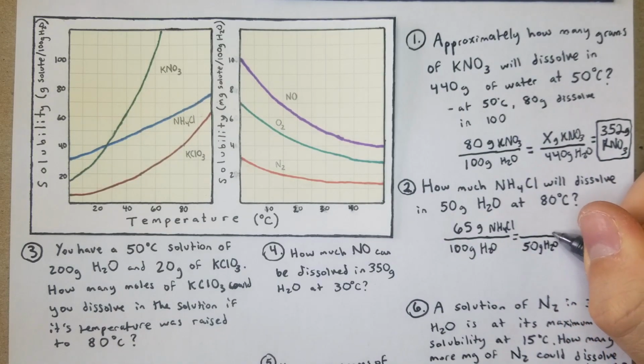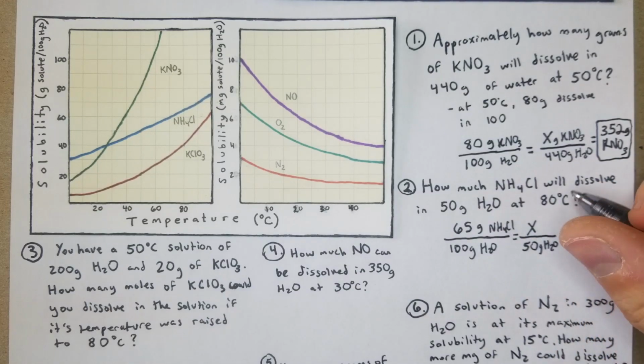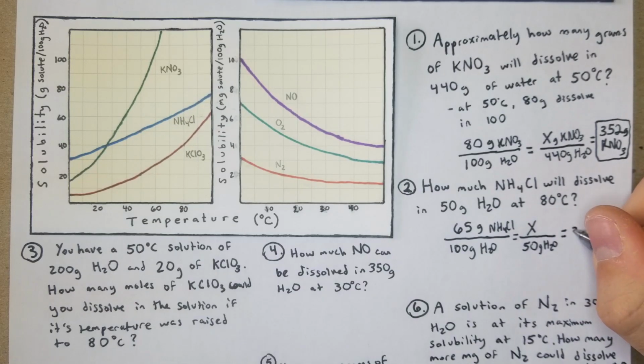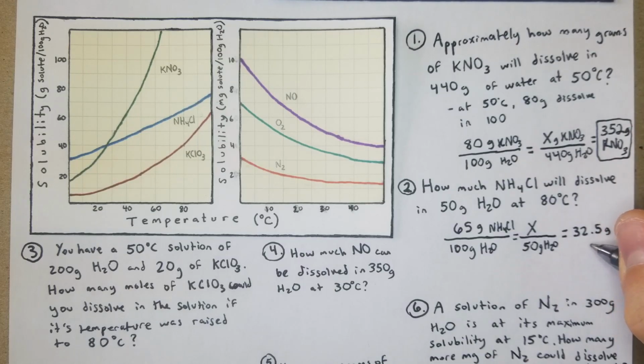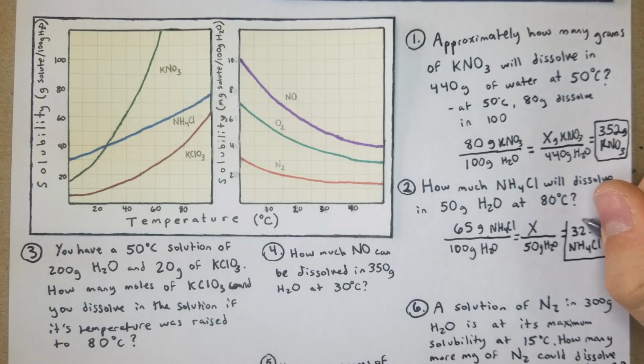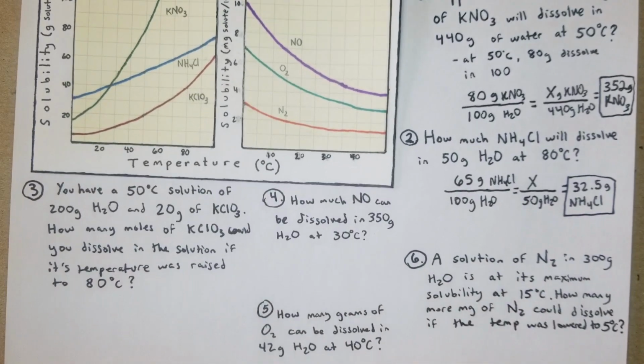And this one I think you probably can just do really quick in your head. Really you're just going to divide it by 2 essentially. So what we're going to get is 32.5 grams of NH4Cl. Perfect. Okay, so now we'll move on to number 3 over here.